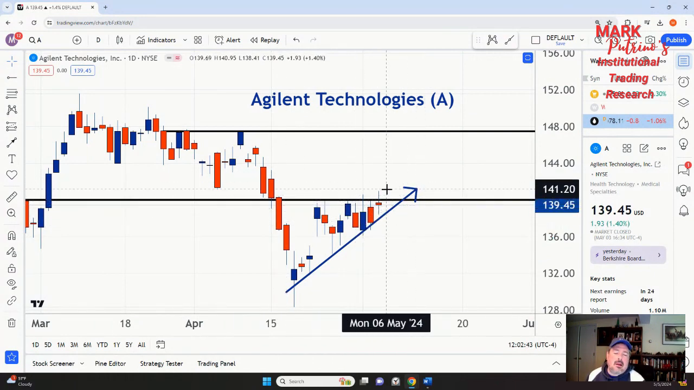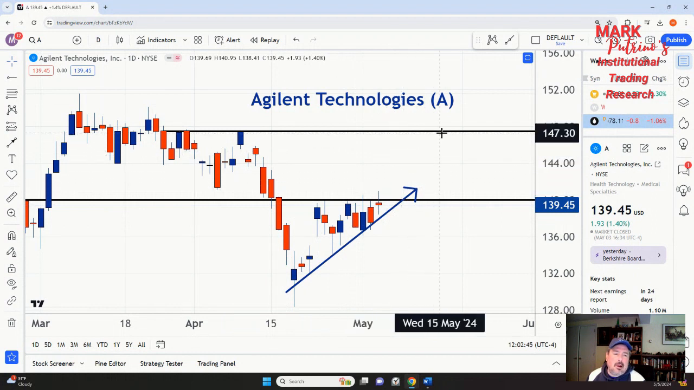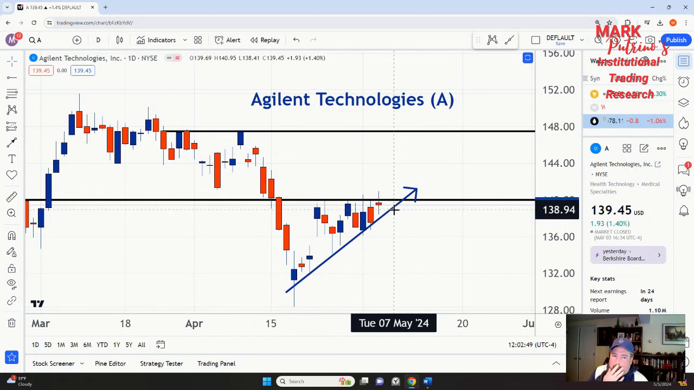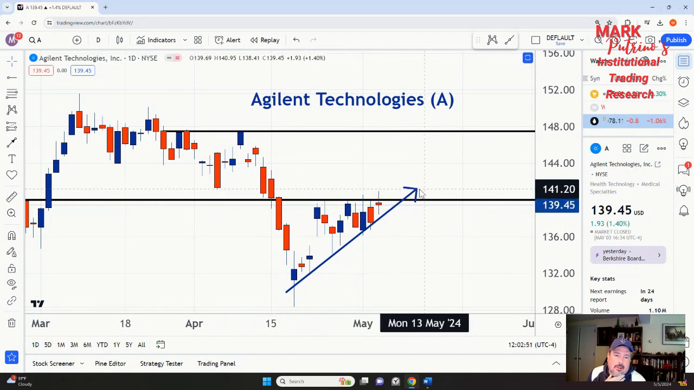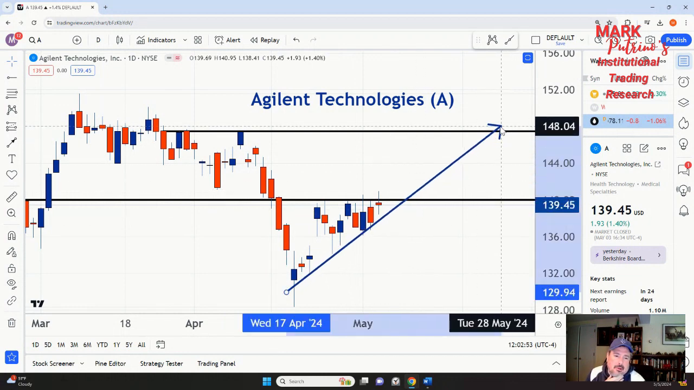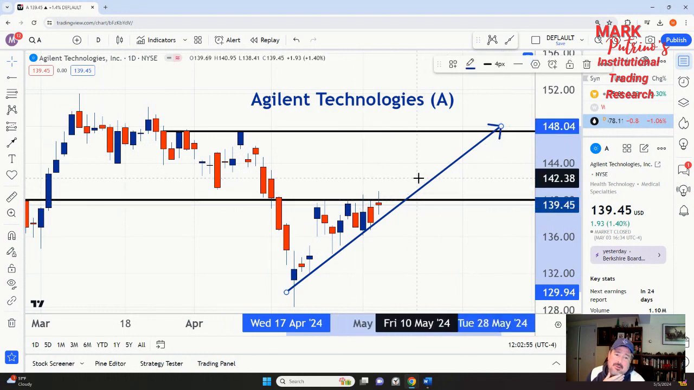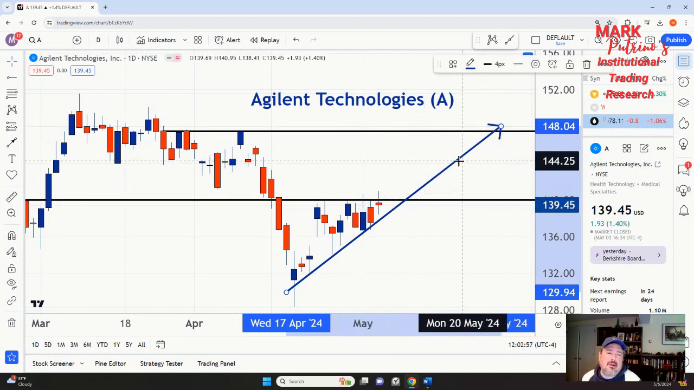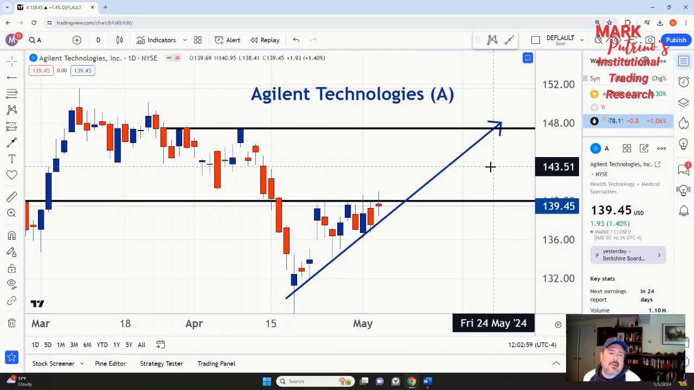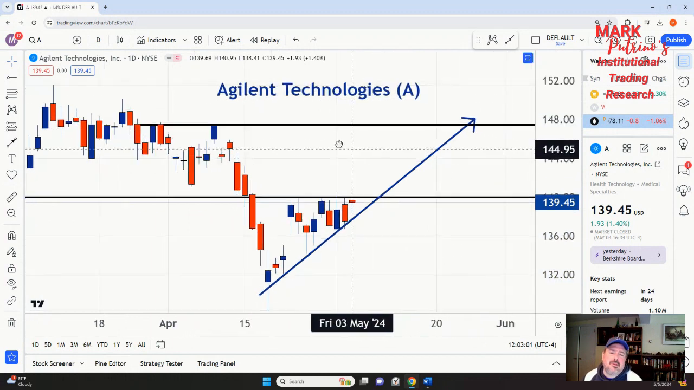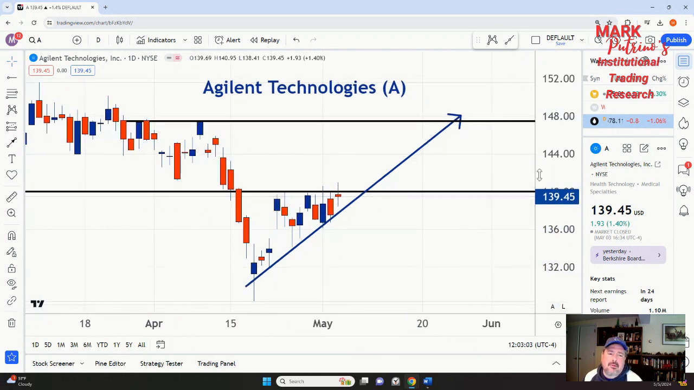So on the breakout, I jump in. My target would be up around 147. My initial stop out would be if we get back below this 140 level. And basically, as long as it's above this trend line here, I would just stay in it. If we cross the trend line, that could be a good trailing stop out strategy. You're not going to catch the top, but at least you're not going to lose your profits, or all your profits.